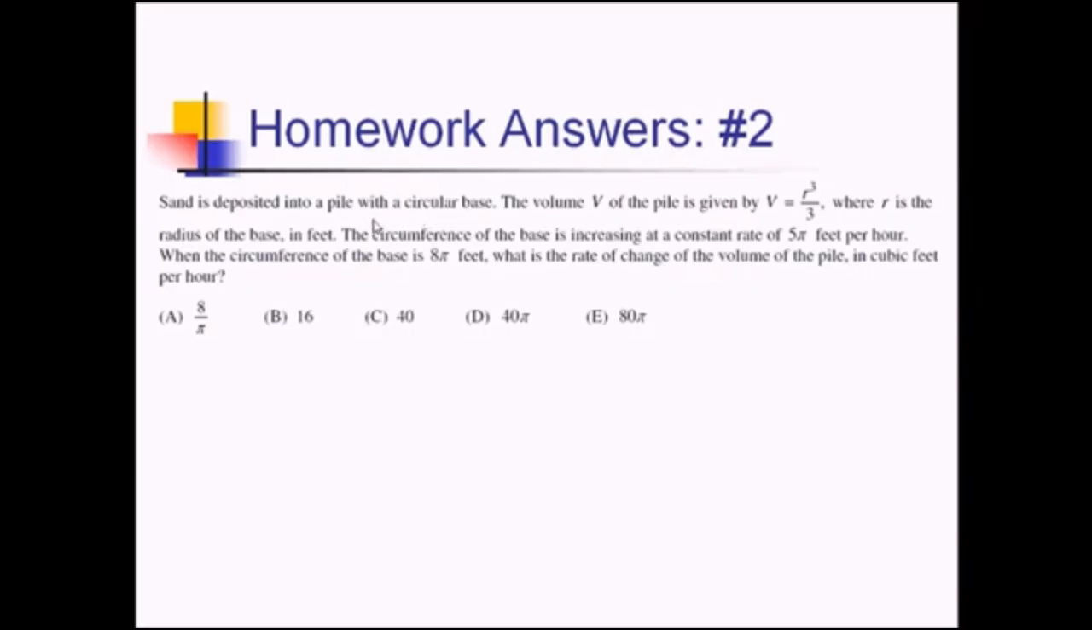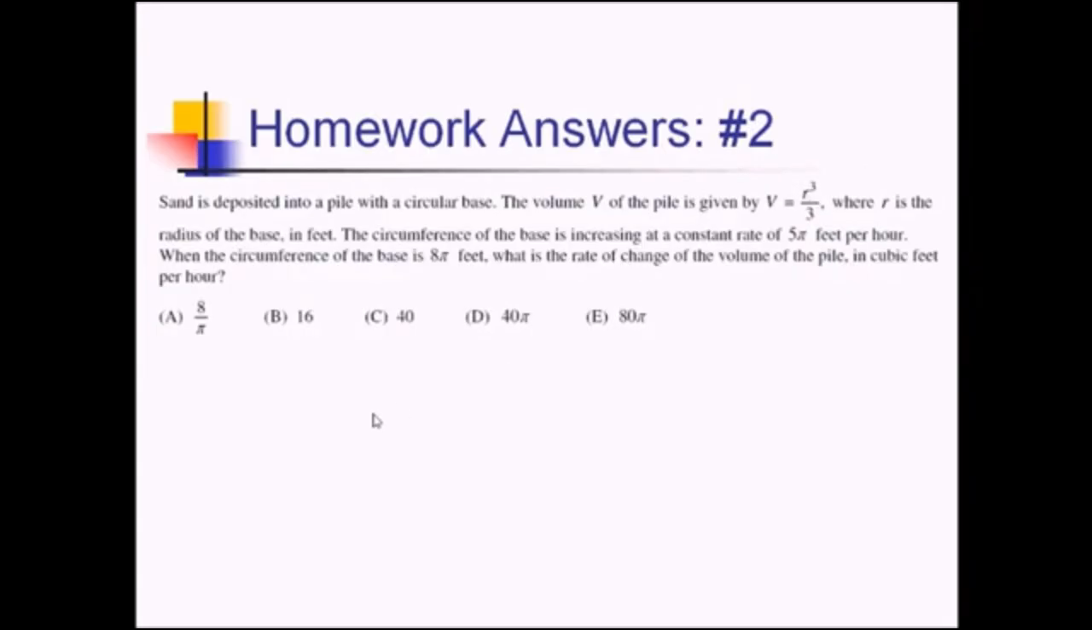What they did give us was the rate of change of the circumference of the base. They told us that was increasing at 5 pi feet per hour. And they told us the circumference itself at the exact time that we're trying to find the rate of change of the volume. So rather than implicitly differentiating this volume formula right away, we're first going to replace r with something in terms of the circumference.